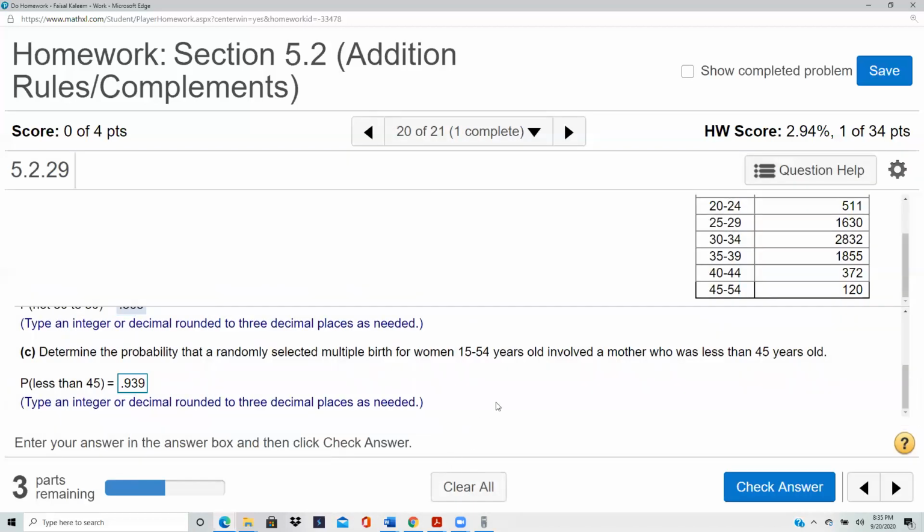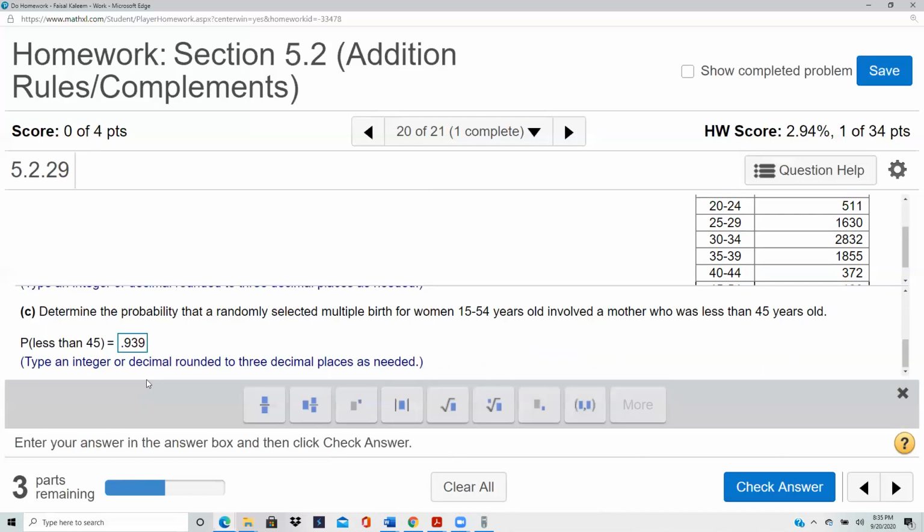Let's see, those who are less than 45. So 7416 minus 120 divided by 7416. Oh, it's not 0.939, it's 0.984. So do what I said, but I read it wrong from the calculator. 0.984.